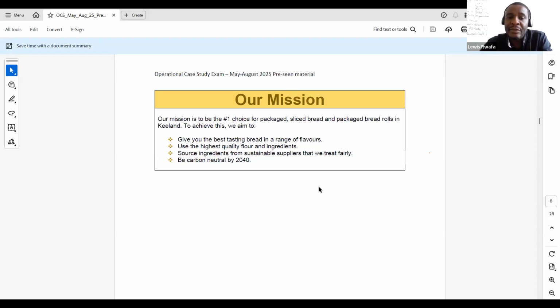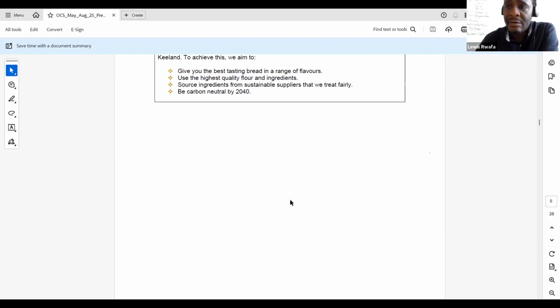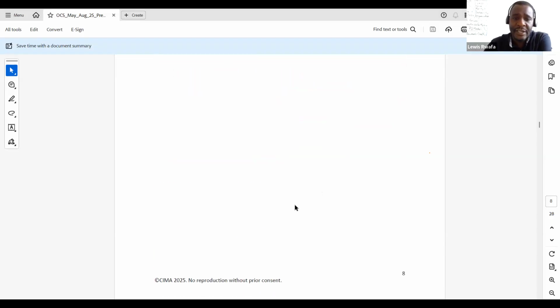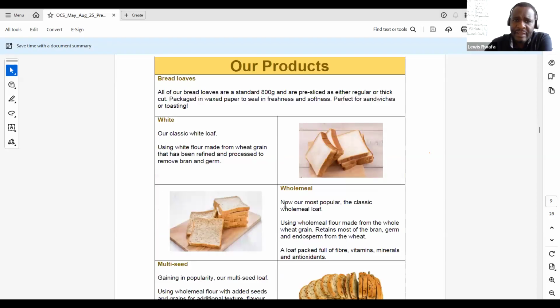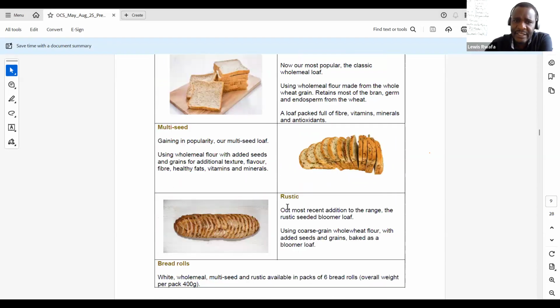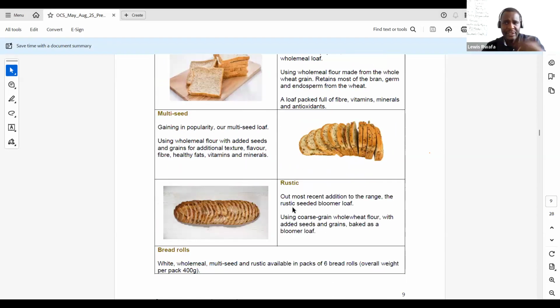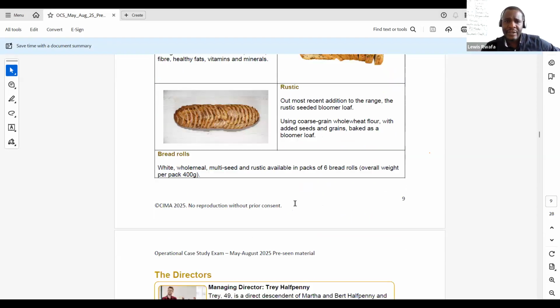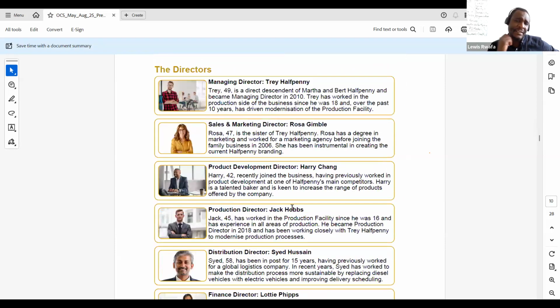Carbon neutral by 2040. Already there is a commitment from Halfpenny here by the fact that they are using electric cars. For me, it tells me that the management has got a good focus on sustainability into the future. Our products here, white, multi-seed, whole wheat, and all that, something that we need to look at, and look at what are other alternatives. Let's go here and look at this board.